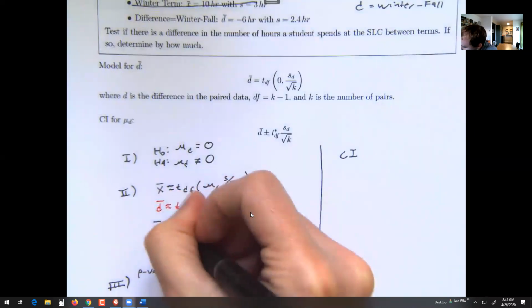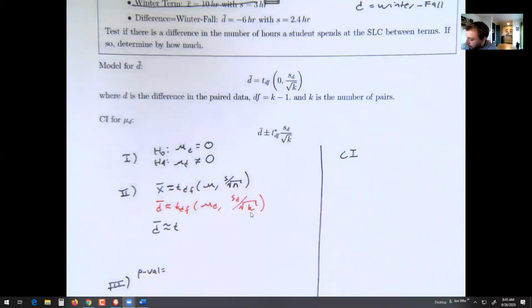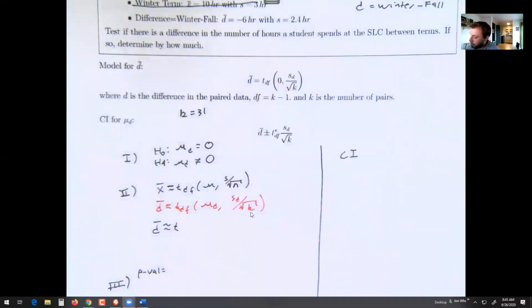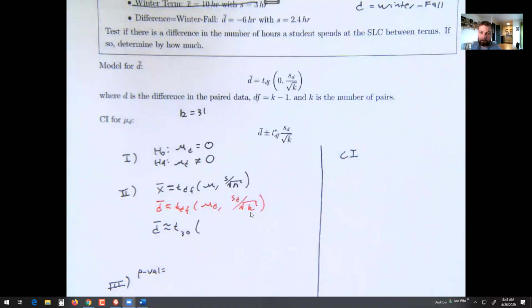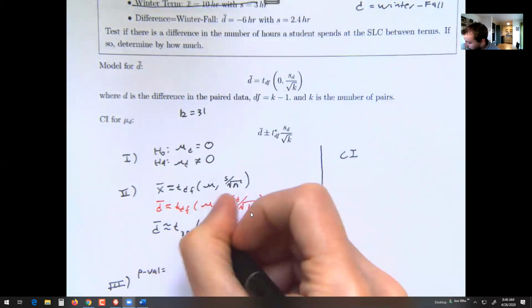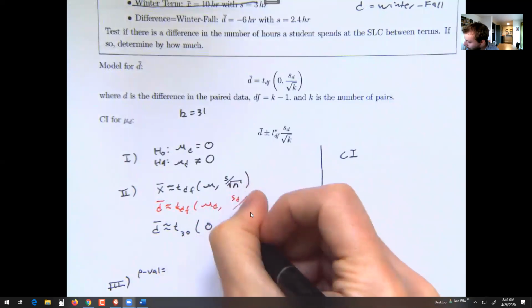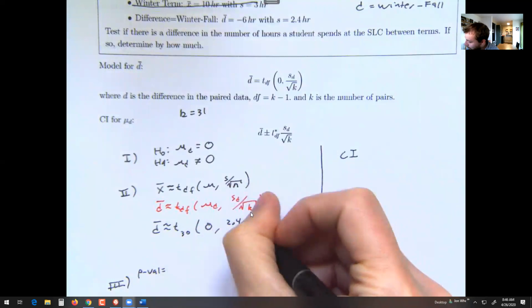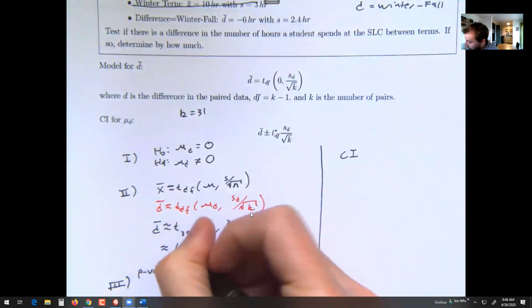d bar will have a t-distribution. I was looking at 31 students. So k equals 31 students gives me 30 for my degree of freedom. I have a center of 0 and a standard deviation of 2.4 over the square root of 31. That center of 0 comes from the null hypothesis. This is claiming that there is no difference.